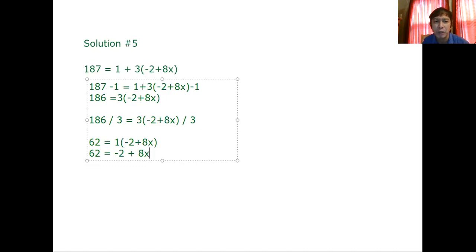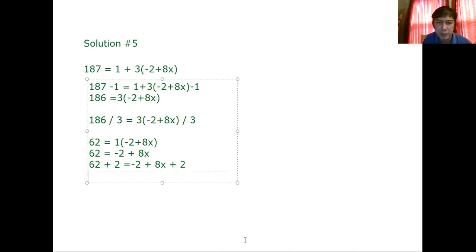We shall now eliminate this number -2 so that we'll be able to isolate the term with the x. Now we can eliminate the -2 by way of addition. We add a +2 to both sides. 62 plus 2 is equal to -2 plus 8x. We also have to add 2 here because that's what we did at the left side. So this 62 we add 2. Now this -2 plus 8x we add 2.